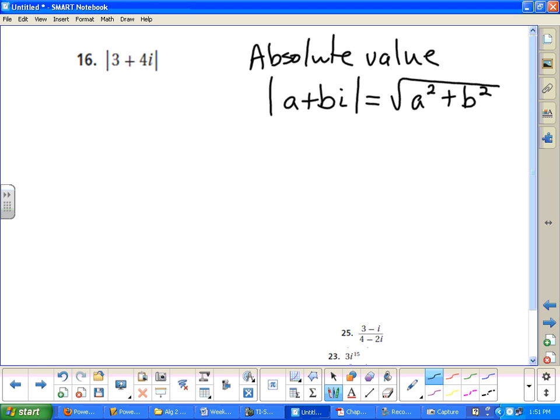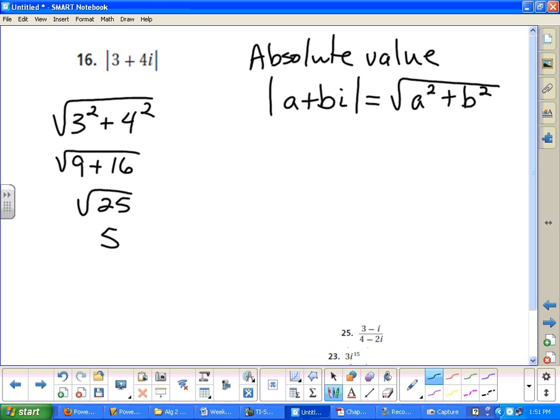Yep. So, to find the absolute value, we do the square root of, what's the value of a in this case? 3. 3, so 3 squared. And the value of b is 4 squared. Okay. So 3 squared is 9, 4 squared is 16. So we get the square root of 25, which is 5. All right. So the absolute value is just doing the square root of a squared plus b squared.